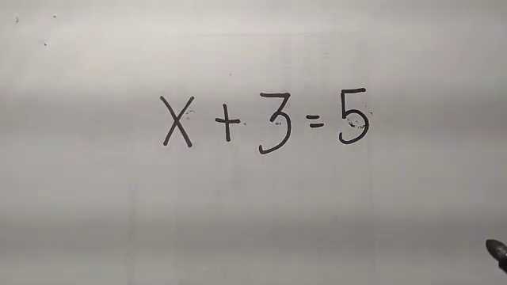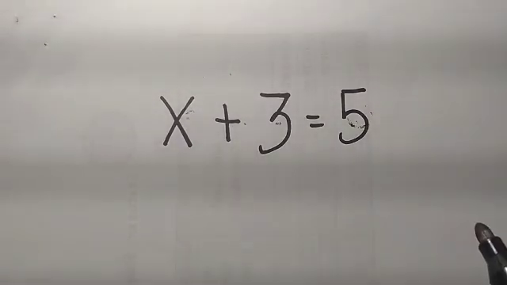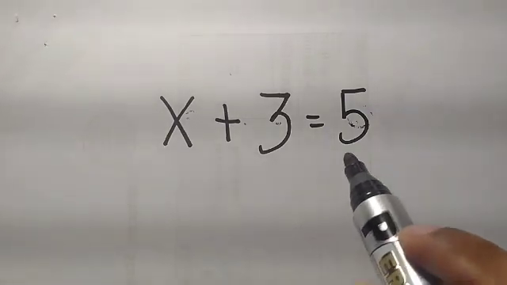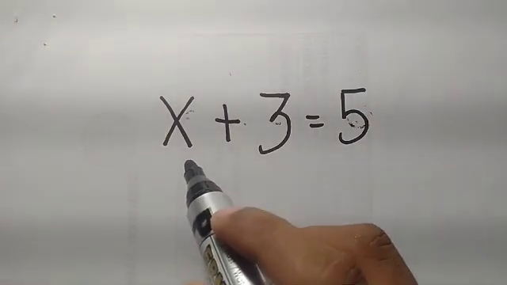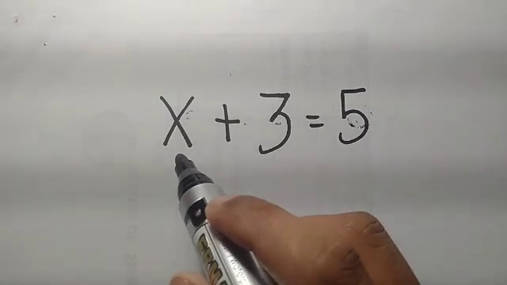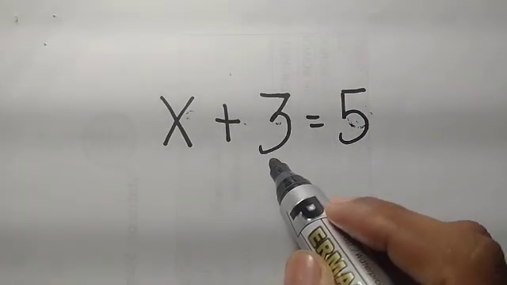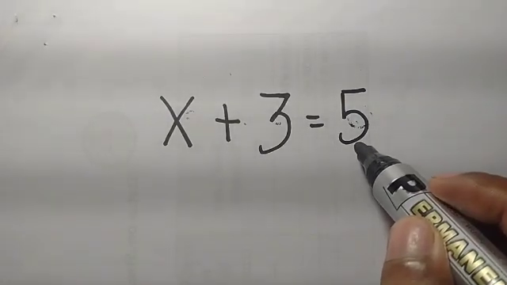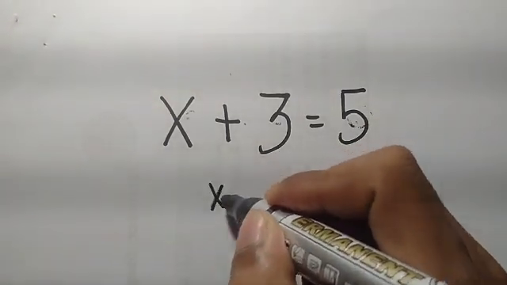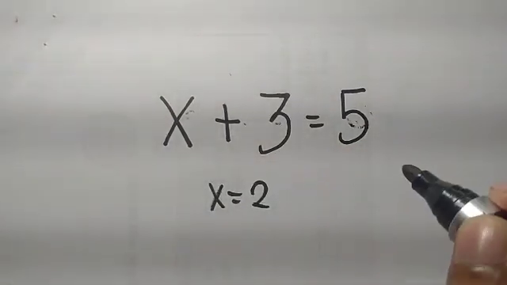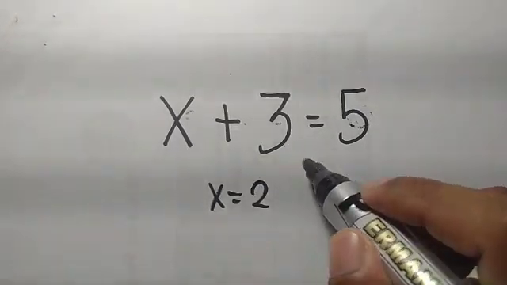Okay, so next we have some algebra here. So x plus 3 equals 5. What should be the value of x? That means that if we add to 3 will result to 5. Okay, so the value of x should be 2, right? Because 2 plus 3 equals 5.